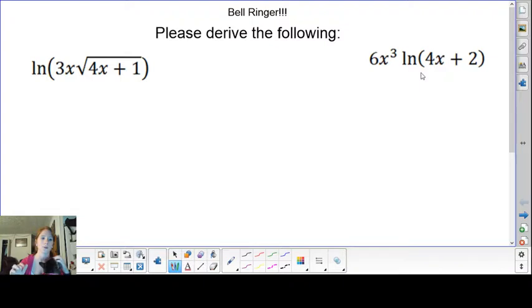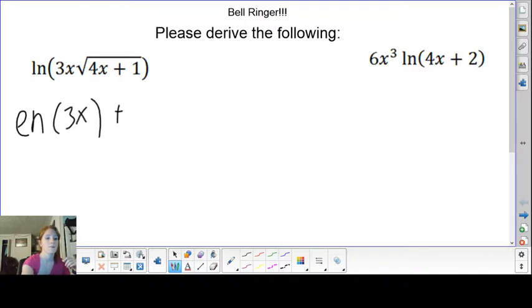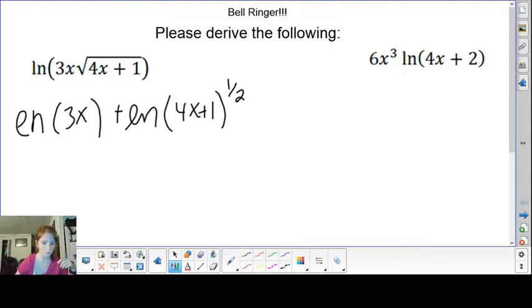So, because the first one has everything in the natural log, I can go ahead and do the natural log properties, which means that I have the 3x being multiplied with the square root of x squared plus 4. So I can go ahead and split that up by taking the natural log of 3x plus the natural log of 4x plus 1 to the half. And we'll approach the second one here in a moment once we get finished with this first one.